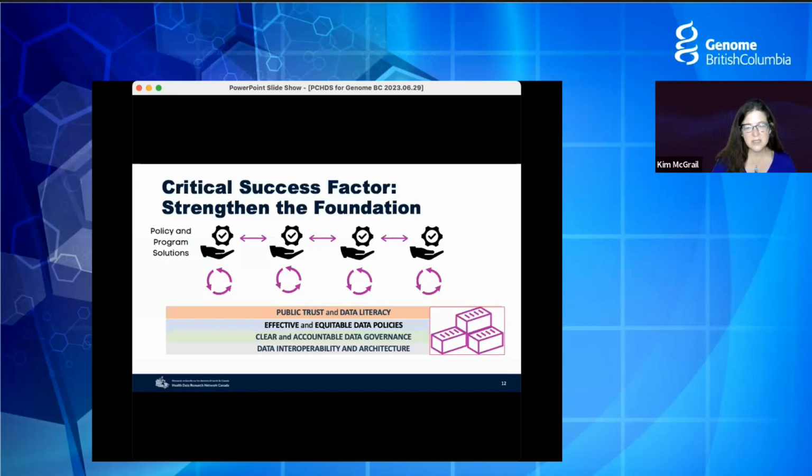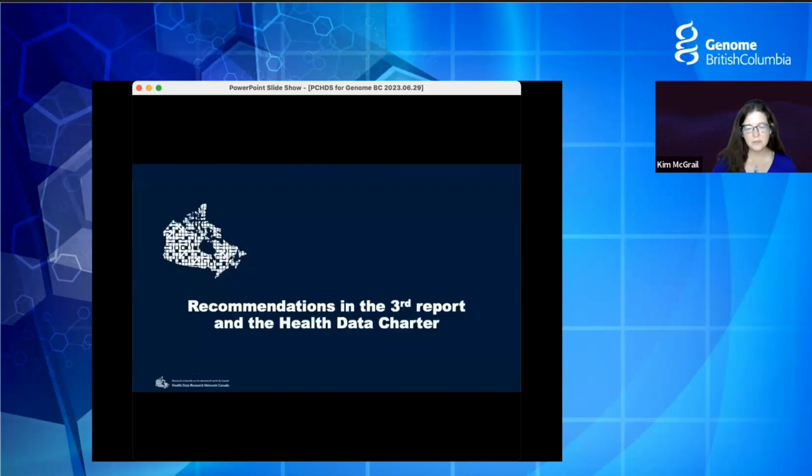I'm just going to really quickly identify that when we talk about data literacy, that's not just public data literacy, it's data literacy for everybody involved in the health system, which means fundamentally everybody, though maybe a different kind of data literacy for different roles. I think there's lots of improvement that can be made in all of these. But these are the foundational building blocks and necessities if we want to have a solid health data system.